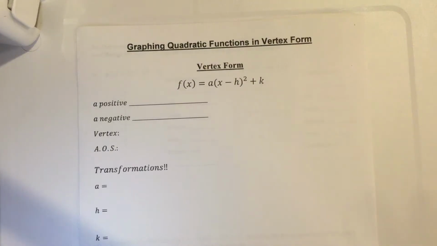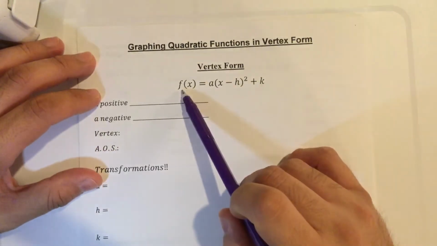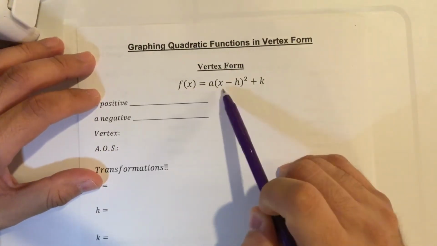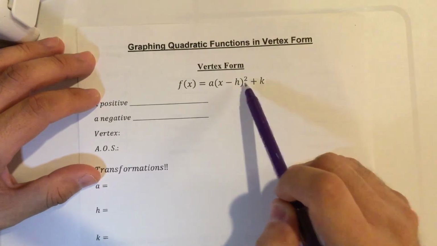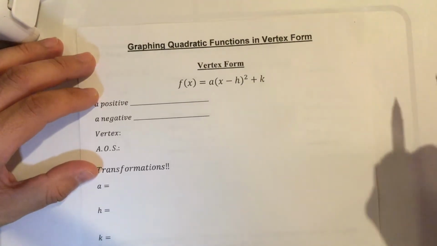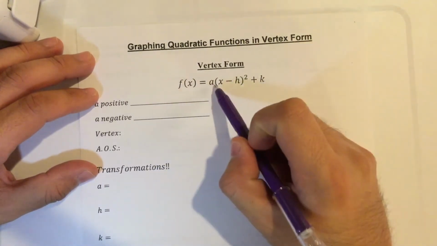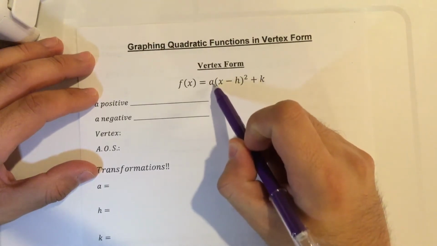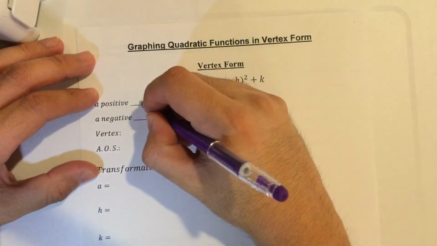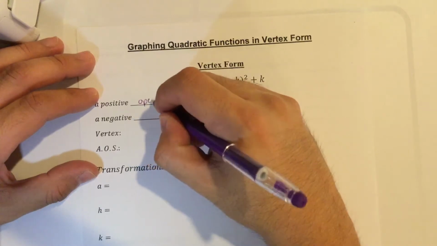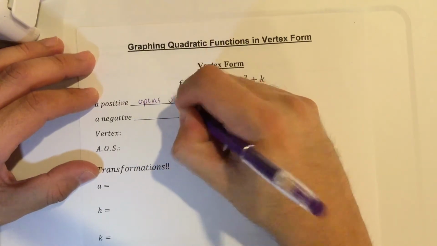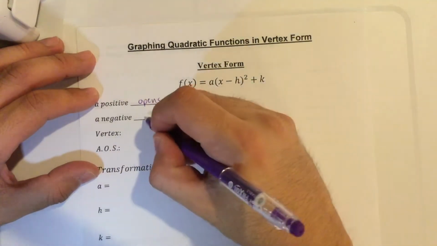All right, so these are the notes for graphing quadratic functions in vertex form. Here we have the vertex form f of x, which is y equals a(x minus h) squared plus k. Once again, if a is positive, so this number in front of the parentheses is positive, the graph opens up. And if it is negative, just like before, it still opens down.